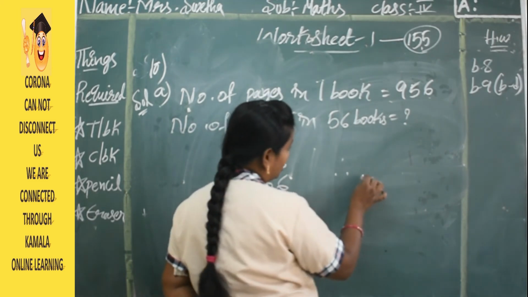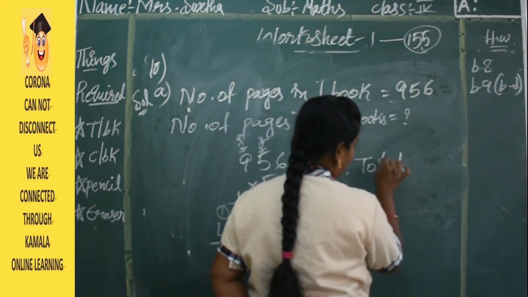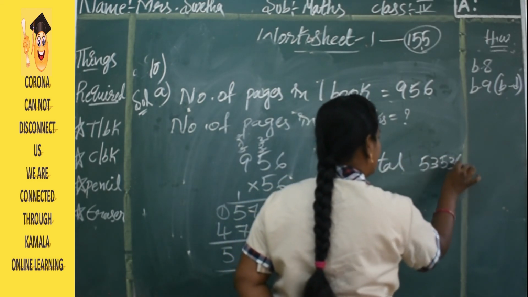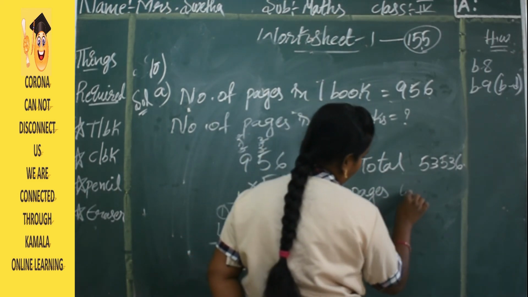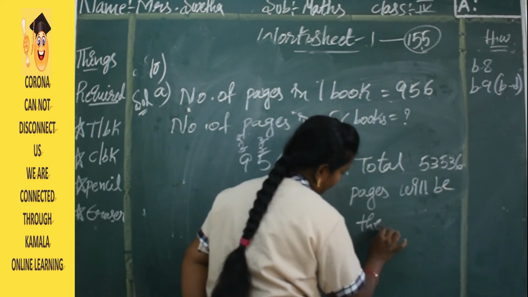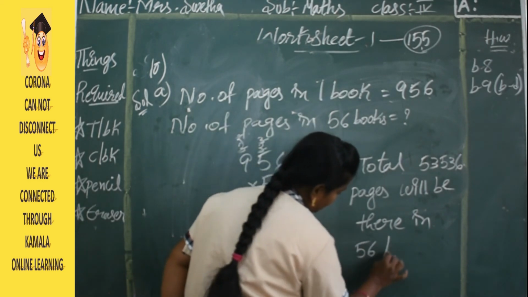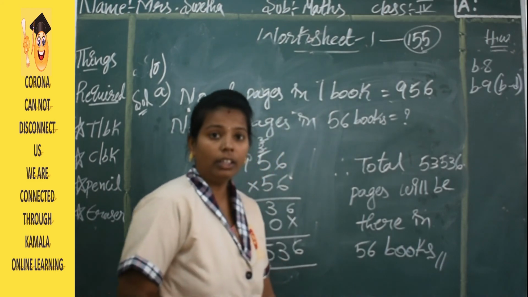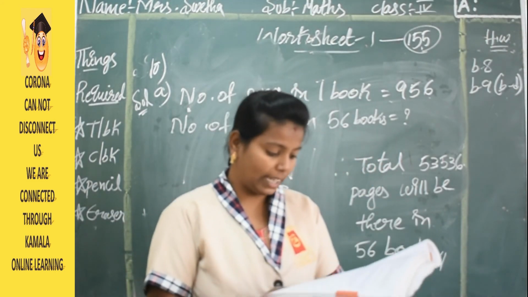So write the conclusion line. So total 53,536 pages will be there in 56 books. Okay, so by this we have completed our 10th bit A problem. Now we will see the B problem.